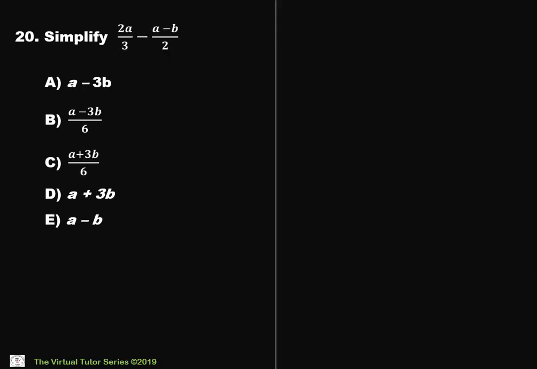Question 20. Simplify 2a over 3 minus a minus b all over 2. Solution. Here is our expression: 2a over 3 minus a minus b all over 2. We need to find the lowest common multiple or LCM. The LCM of 3 and 2 is 6.